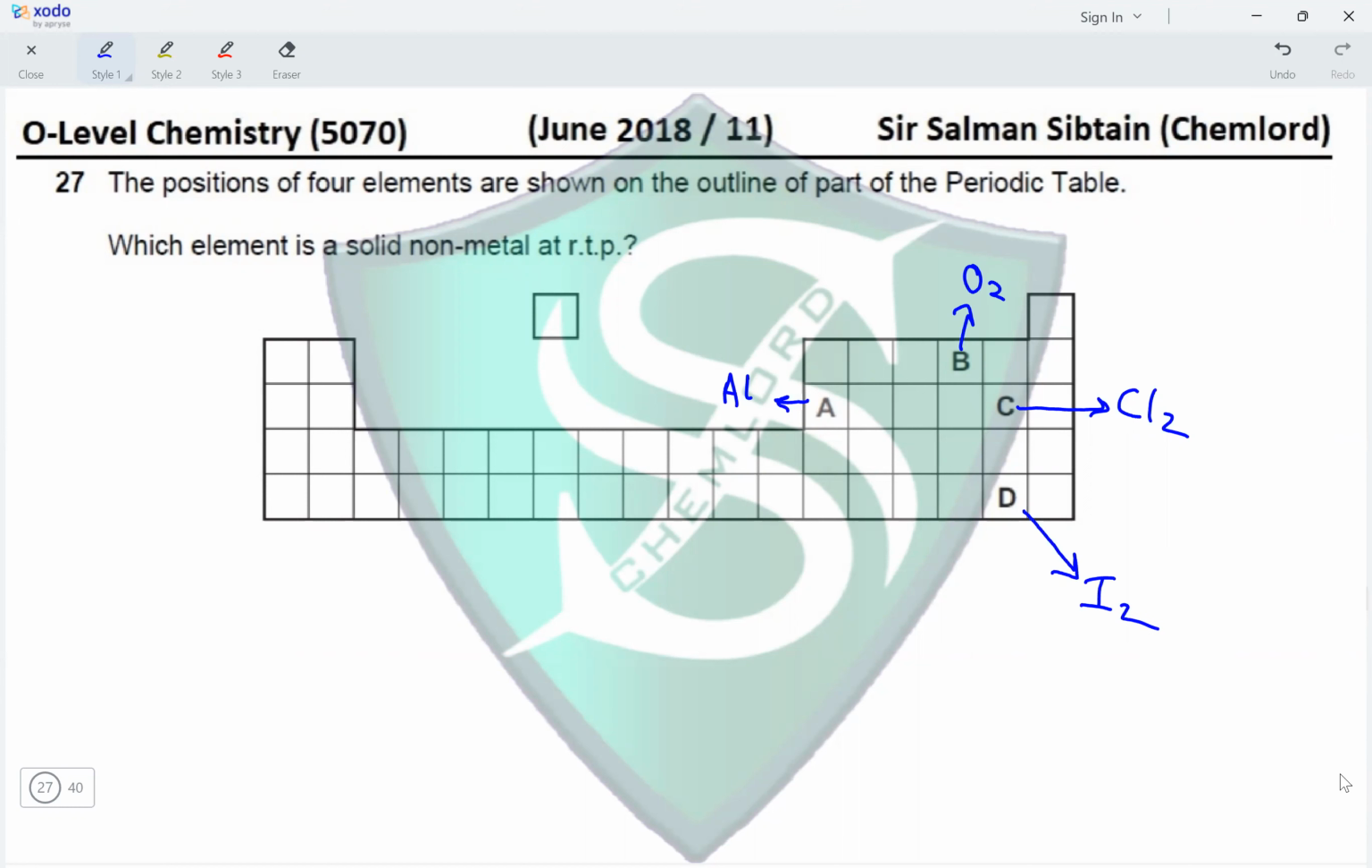Now we are talking about non-metals, so aluminum has been eliminated, and then we are talking about a solid non-metal. So oxygen and chlorine are gases, making iodine, which is option D, the correct option for this question.